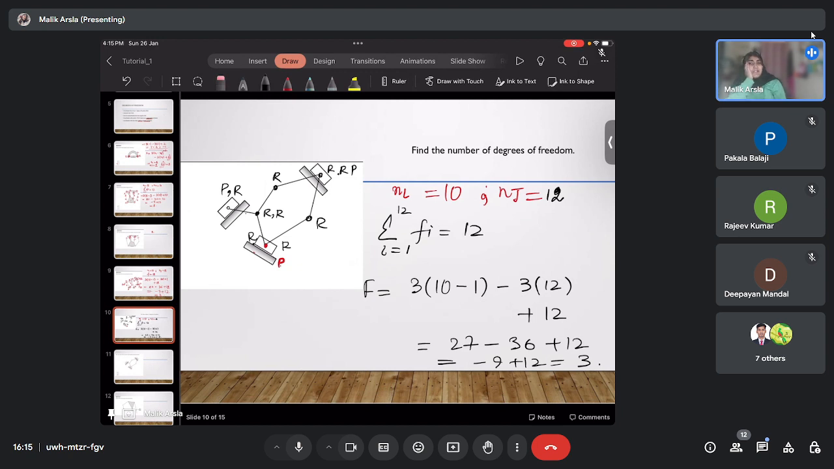So I will again say, don't make mistakes while counting the number of joints. I said that a joint or a kinematic pair is the connection between any two links. So you just have to check for the relative motion.